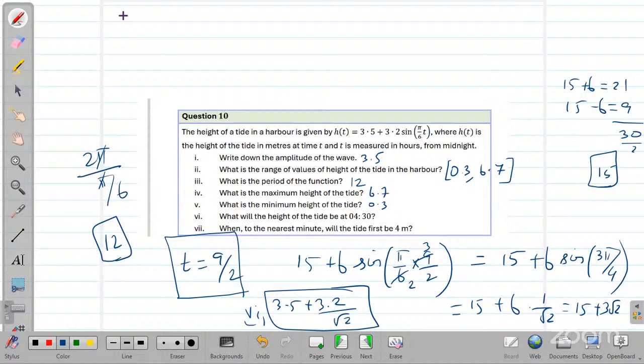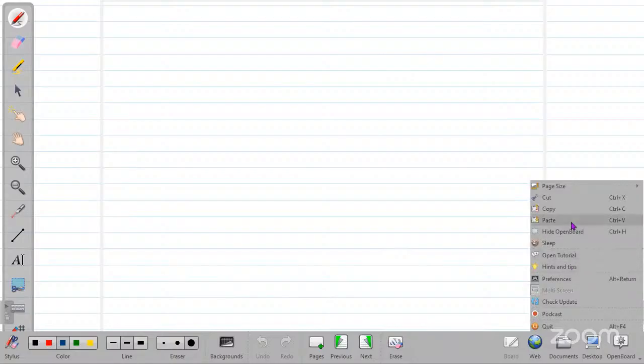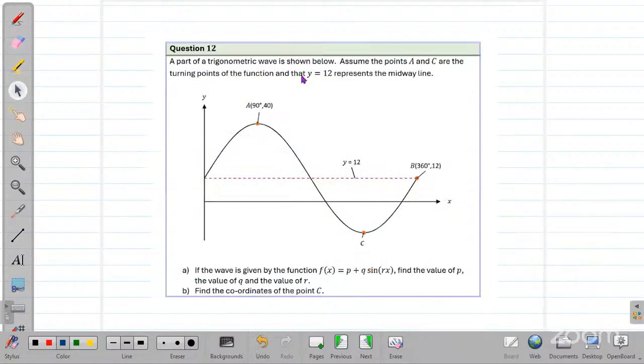The next question. Sine wave. A part of a trigonometric wave is shown below. Assume the points A and C are the turning points of the function, and that y is equal to 12 represents the midway line. Okay, so y is equal to 12 represents the midway line. So I'll just write it here. So this point will be like 0, comma 12.